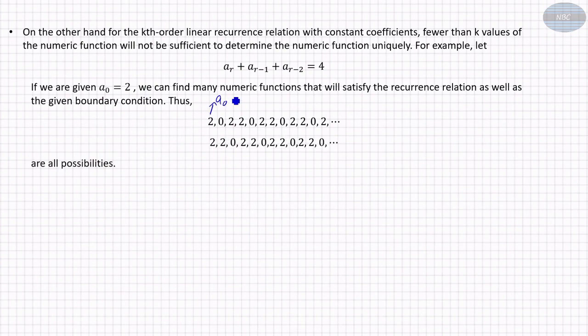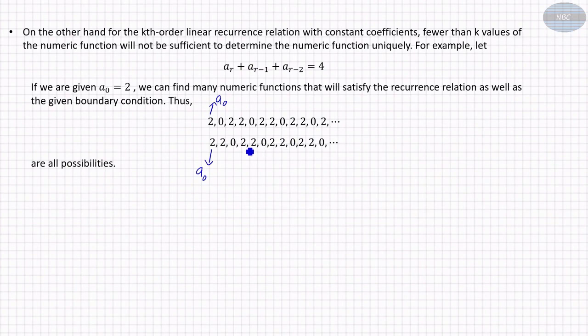We can have another numeric function which also satisfies this recurrence relation with this boundary condition. Here also, this one is a_0. Here also, the three consecutive values of this numeric function add up to 4. 2 plus 2 plus 0 is 4, 2 plus 0 plus 2 is 4, 0 plus 2 plus 2 is 4. Similarly, we can check the other sums of three consecutive values of this numeric function.